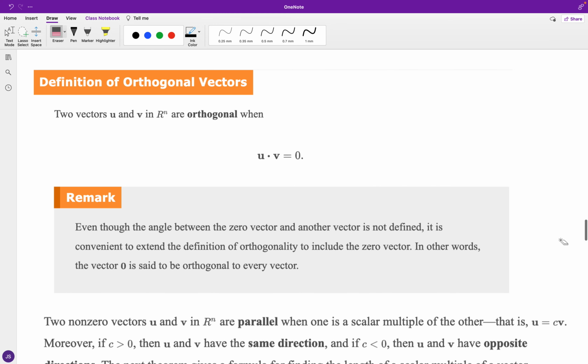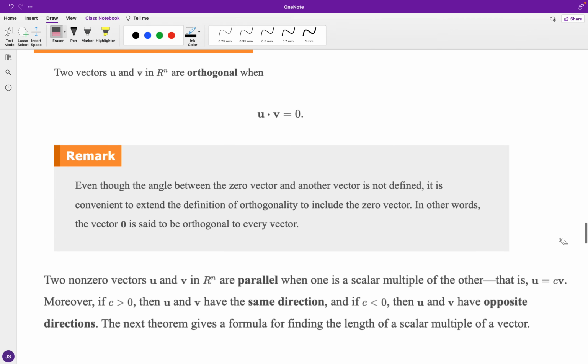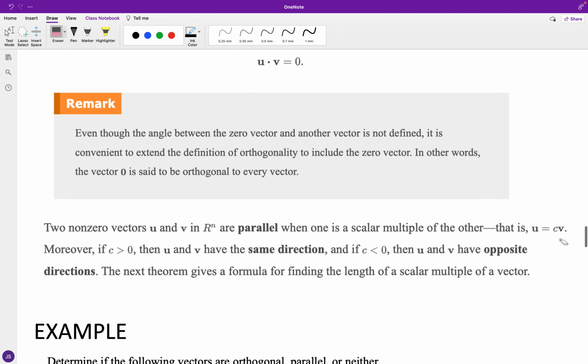Now, regarding parallel vectors, two non-zero vectors u and v in R^n are parallel when one is a scalar multiple of the other. That is, where u is equal to the scalar c times v. Moreover, if c is greater than 0, then u and v have the same direction, and if c is negative, then u and v have opposite directions, or are heading in the opposite direction. The next theorem gives a formula for finding the length of a scalar multiple of a vector.